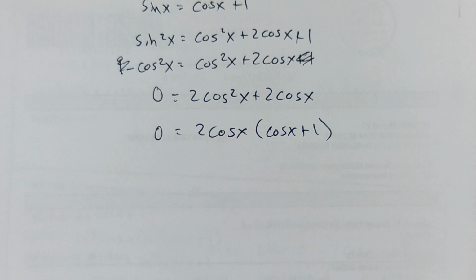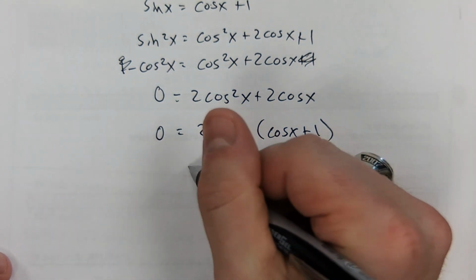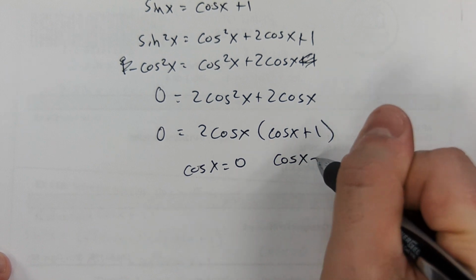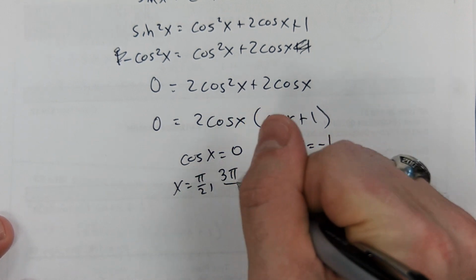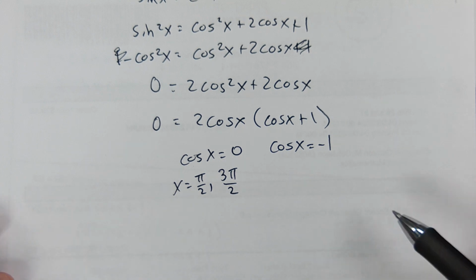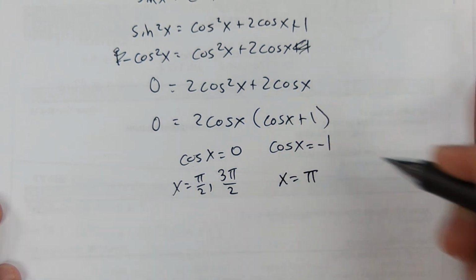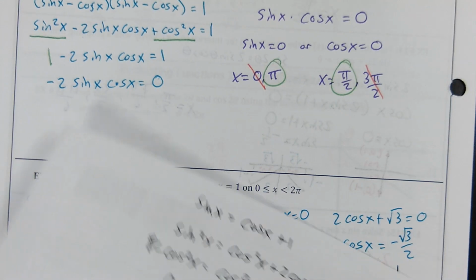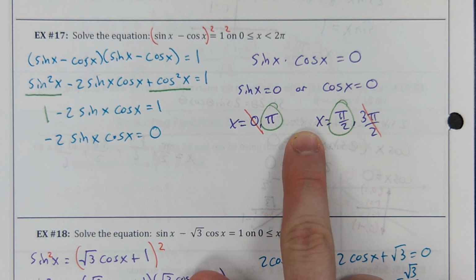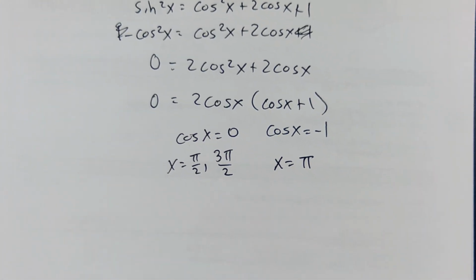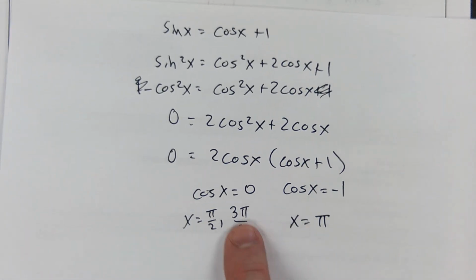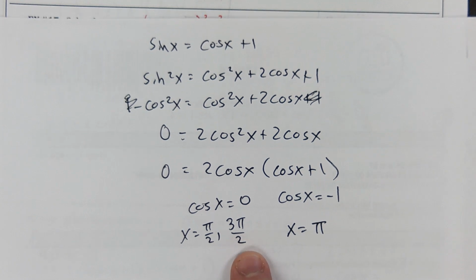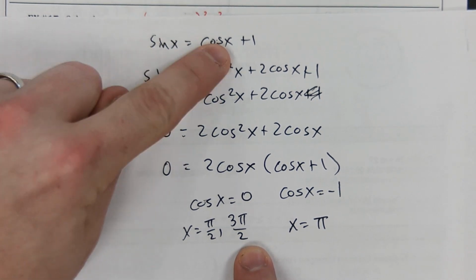Where's cosine x 0? Where's cosine x negative 1? Cosine of x is 0 at pi over 2 and 3 pi over 2. Cosine of x is negative 1 at pi. That only gave us 3 solutions, whereas when we did it this way, we got 4 solutions. You'd still have to check for extraneous. That's crazy. That this one developed 3 answers, and this one gave me 4. The 3 pi over 2 is still not going to work, because sine 3 pi over 2 is negative 1. So this says negative 1 equals positive 1.